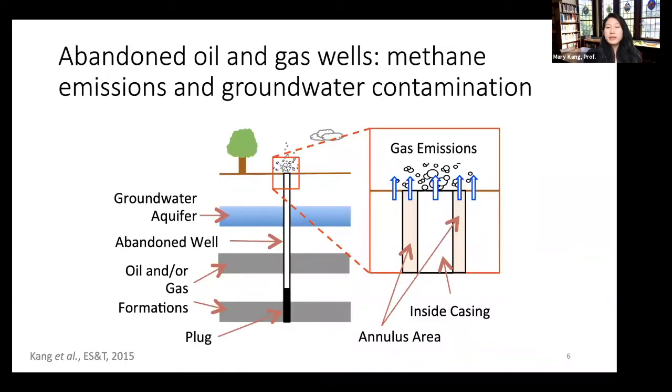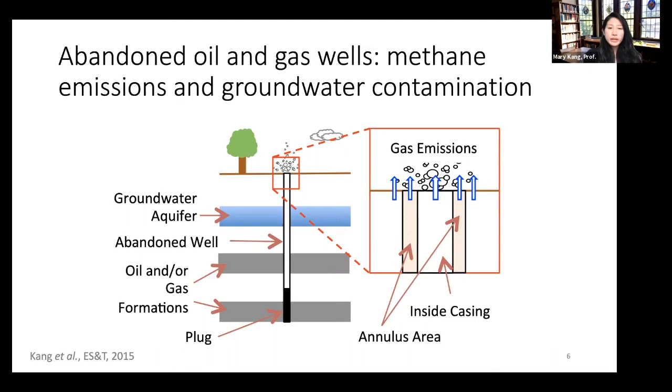So what are abandoned oil and gas wells? I'm going to provide a definition shortly, but what are they and how do they impact methane emissions and lead to groundwater contamination?